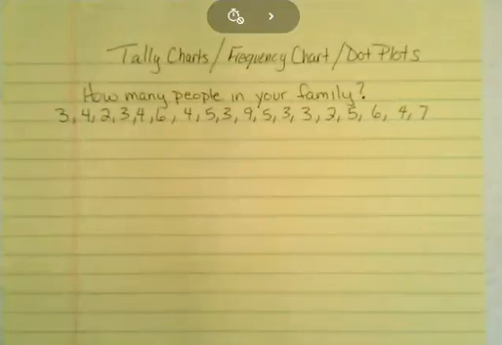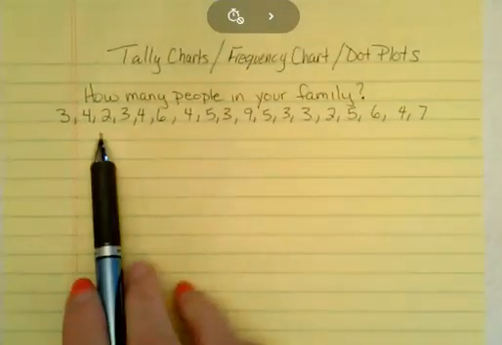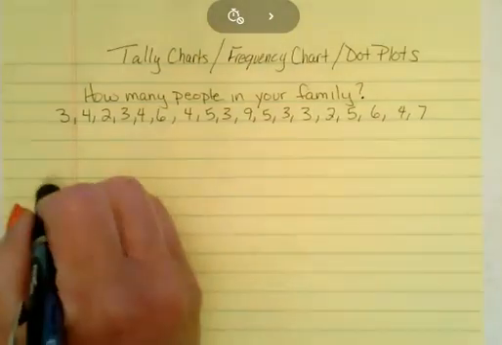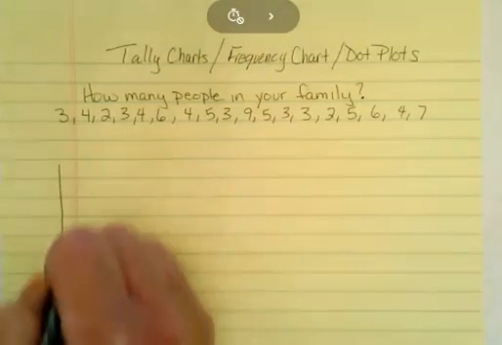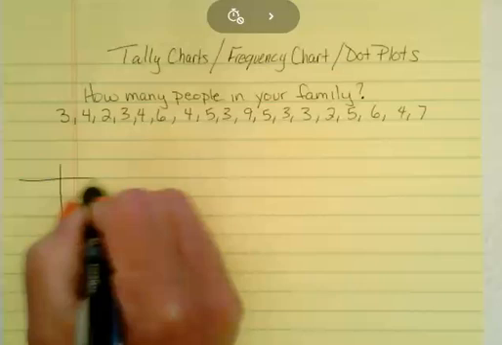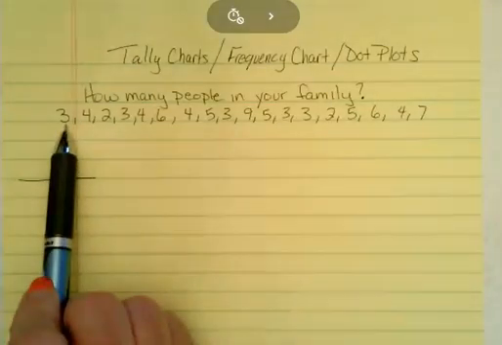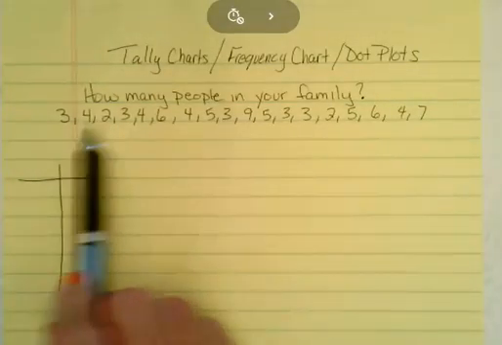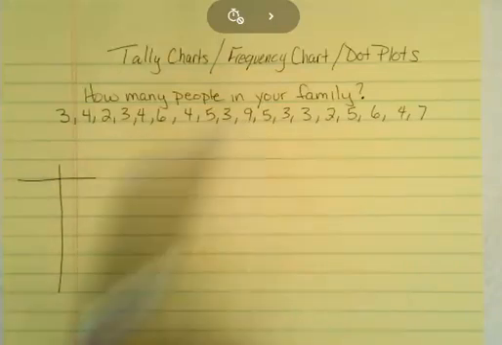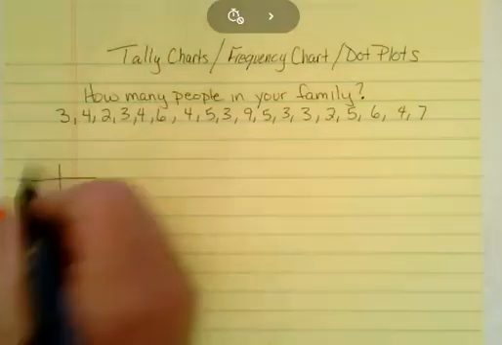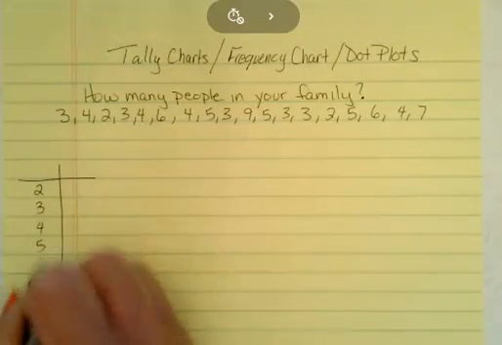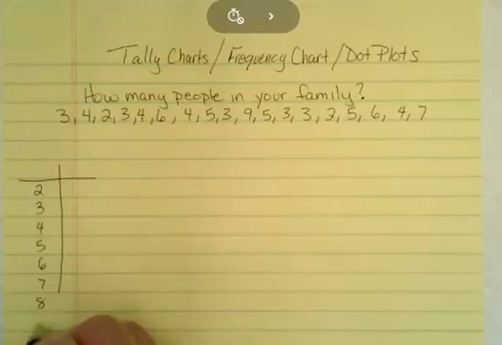All right, so I want to organize that data because just a string of data right now is not as easy for me to look at. So I'm going to first make what's called a tally chart. It is simply a T-chart. And I need to know the highest and the lowest number in my data. So the lowest number is a 2, and the highest number here would be a 9. So I'm going to go from 2 to 9: 2, 3, 4, 5, 6, 7, 8, 9.